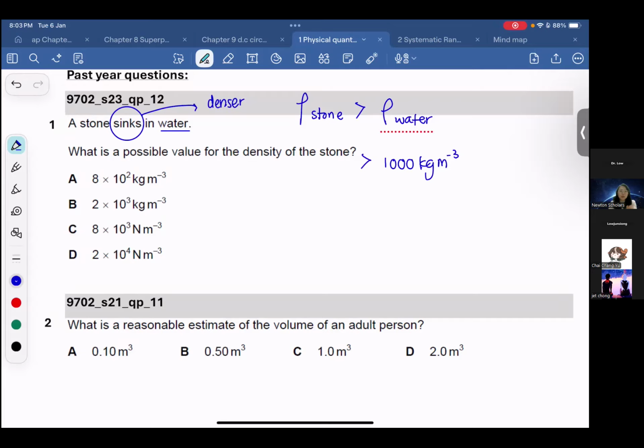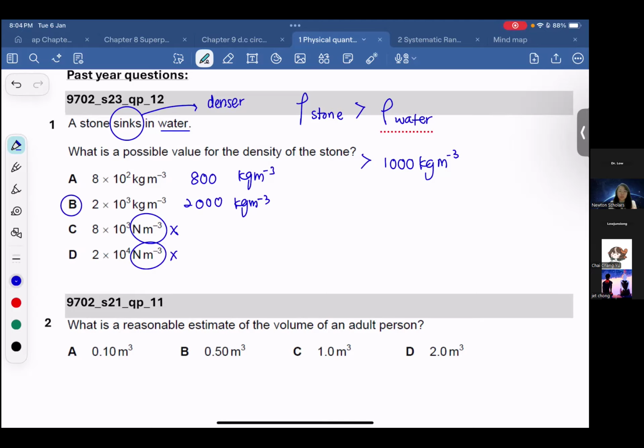Okay. So here, which answer is correct? This one is 800 only. Then this one is 2000. Okay, C and D, we straightly make it wrong, because the unit is not in kg per meter cube. It's the wrong unit. So C and D confirm is wrong. So from answers A and B, we know that the answer should be B.